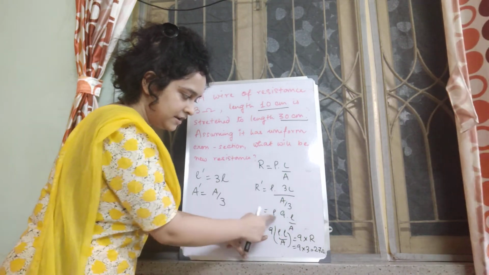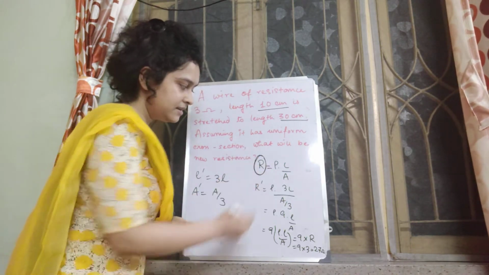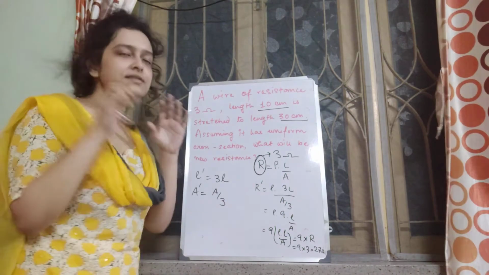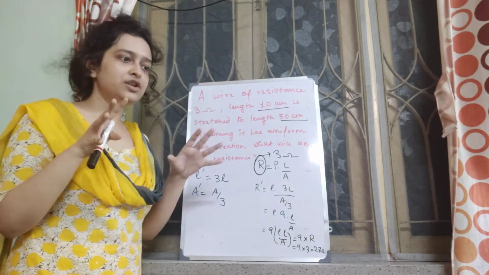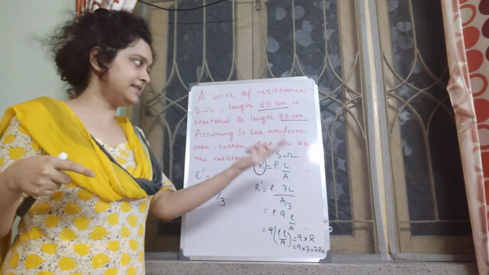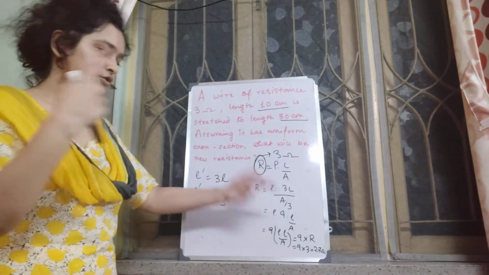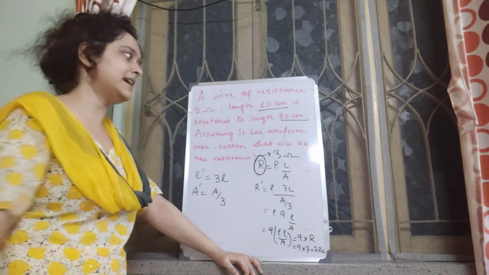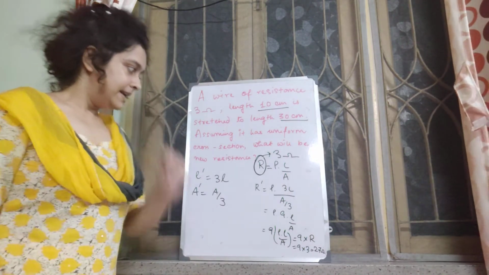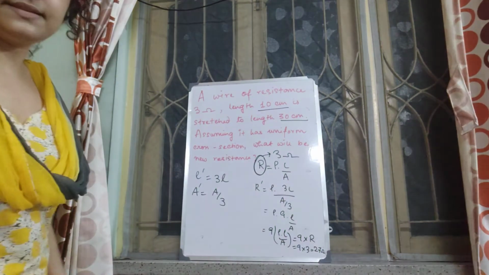So 9 rho into L by A. What is rho into L by A? R, the initial resistance. 3 ohm is given. So that's why 27. So just notice, when you stretch a wire to double its length, it's becoming 4 times the resistance. Same wire, tripling, 3 times, 9 times. Okay? So fine. Now I'll do another sum, then you will understand.